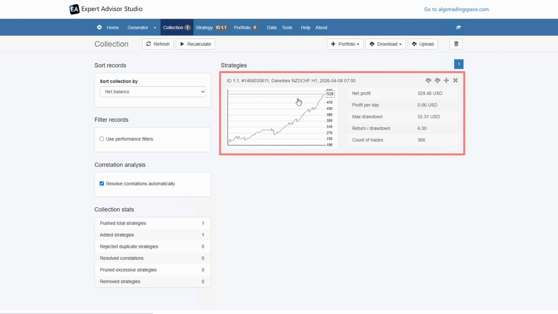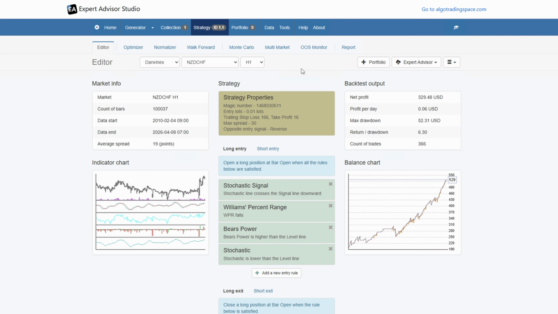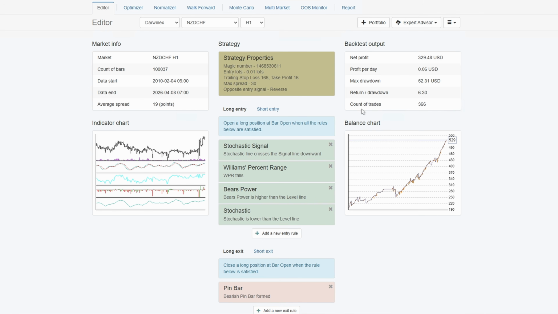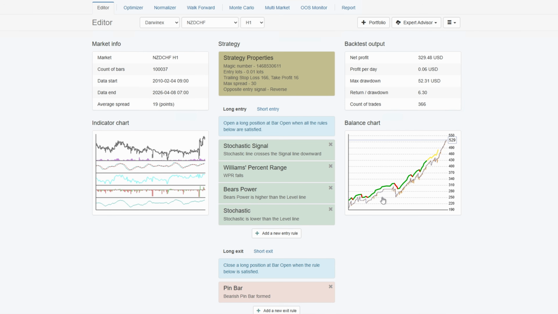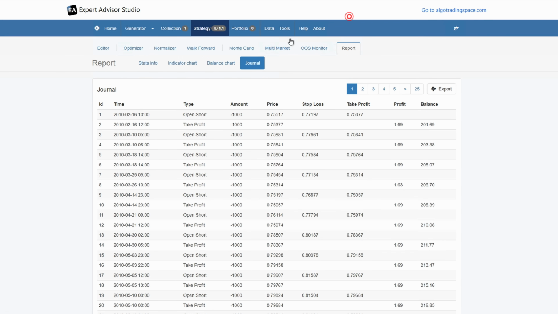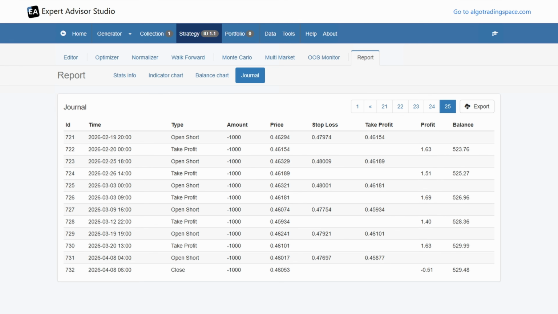I backtested it and it showed good performance, and that's why I decided to show it to you today and use it for the experiment. Now, what is the strategy using? It uses 4 entry indicators and 1 exit indicator, so you can see it is a more complex strategy. It uses the stochastic signal, Williams Percent Range, Bears Power, and stochastic again. It also uses the pin bar for the exit rule. You can see the performance during the backtest. If I go to the report, and then to the journal and the last page, you can see the last few trades according to the backtest.